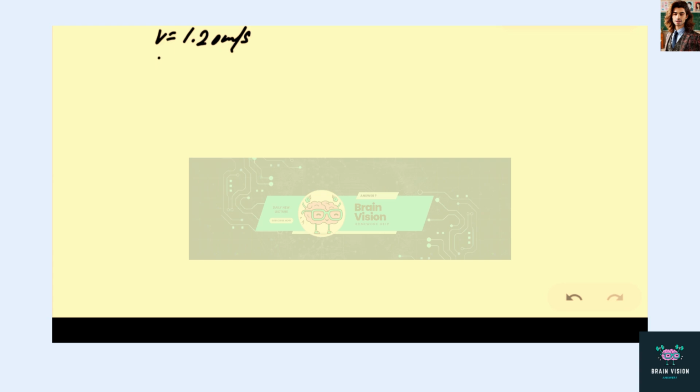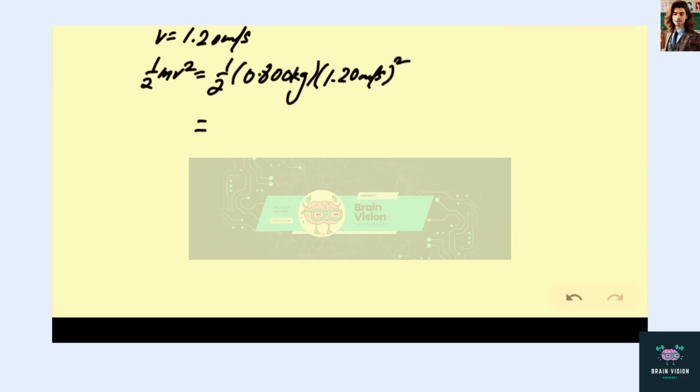So the total kinetic energy, half m v squared, is given as half times 0.8 times 1.2 squared. It's about 0.576 joules. We know that it will travel against the friction as it compresses and also as it relaxes. At this frictional force, the total work done by this frictional force will be F times 2x.